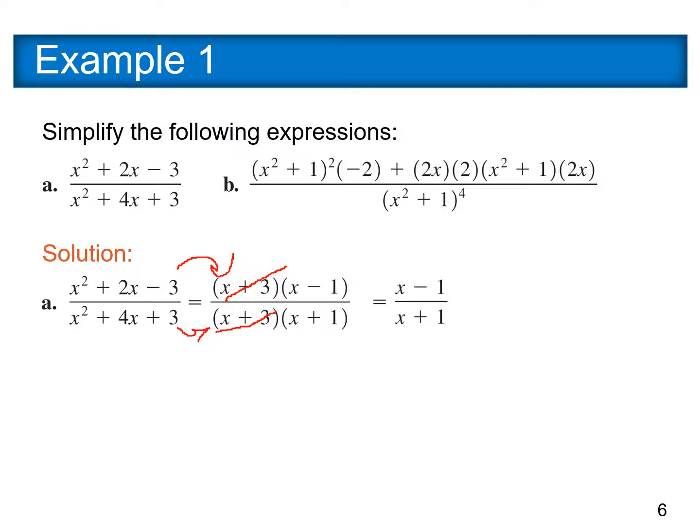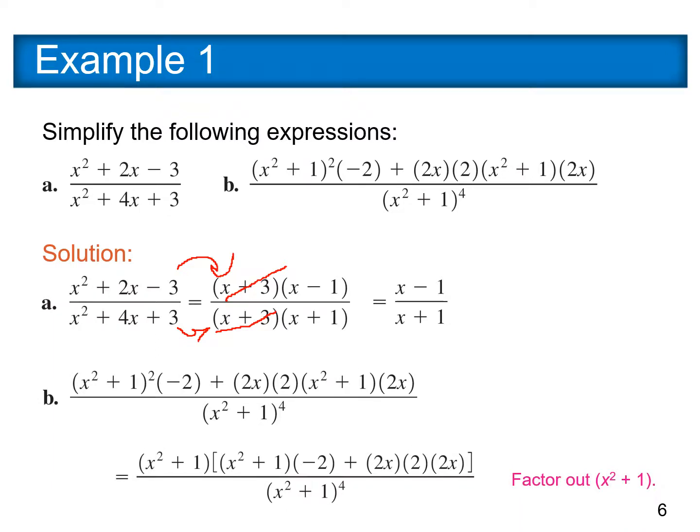This formula is simplified. On case B, on the other hand, I have a little bit more work to do. What I see is that on the denominator I have x squared plus 1, and this is to the power 4.